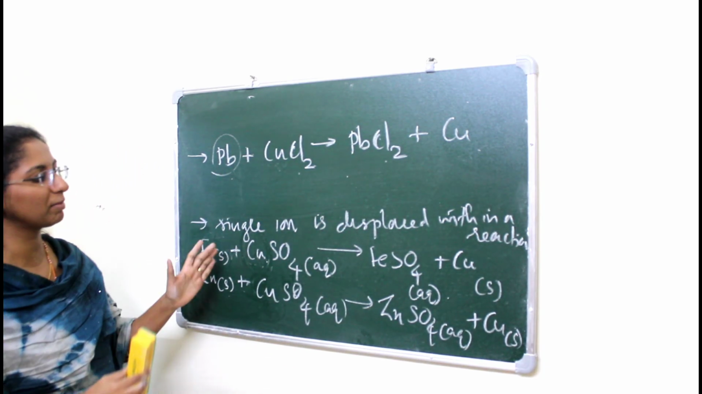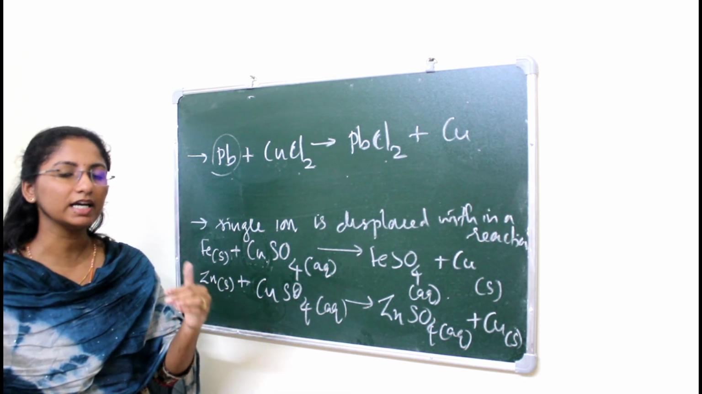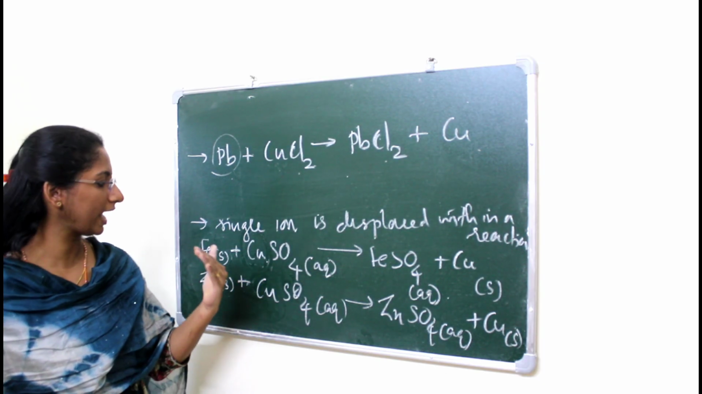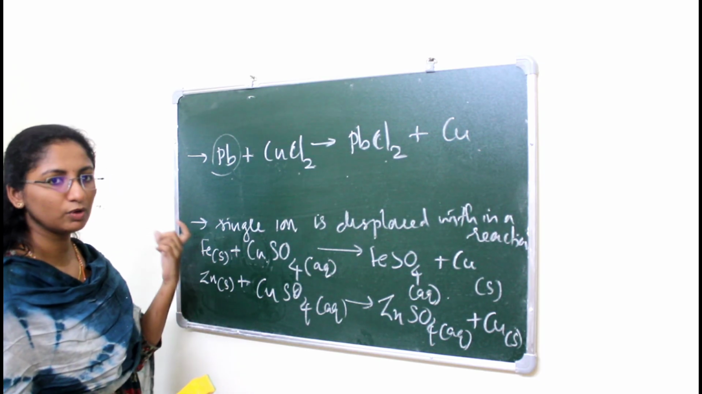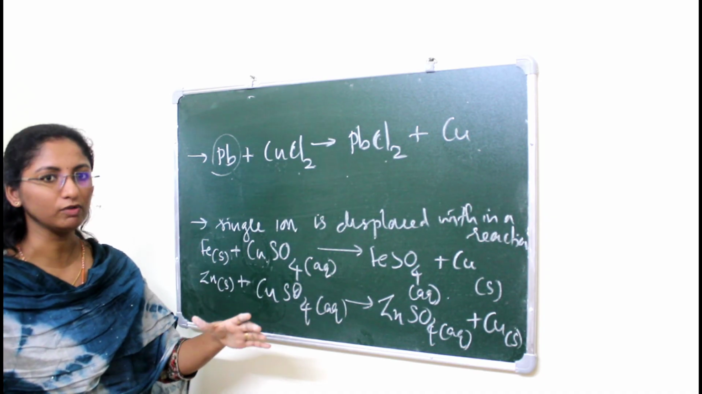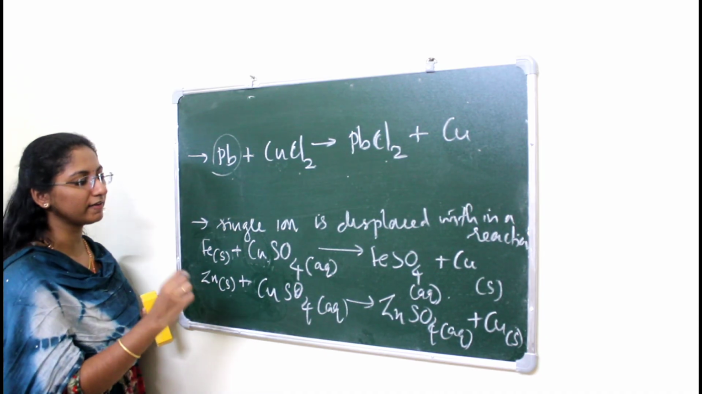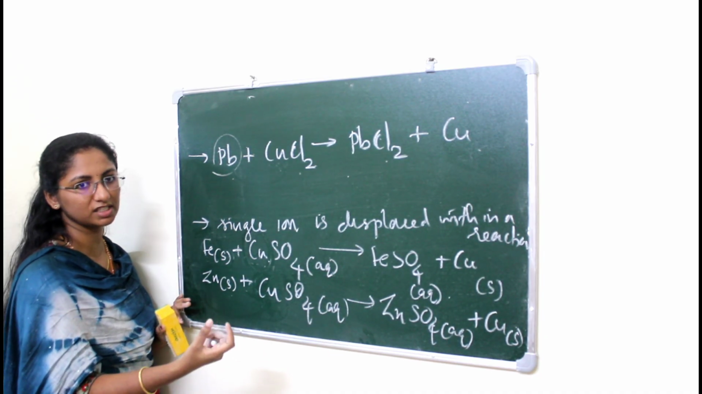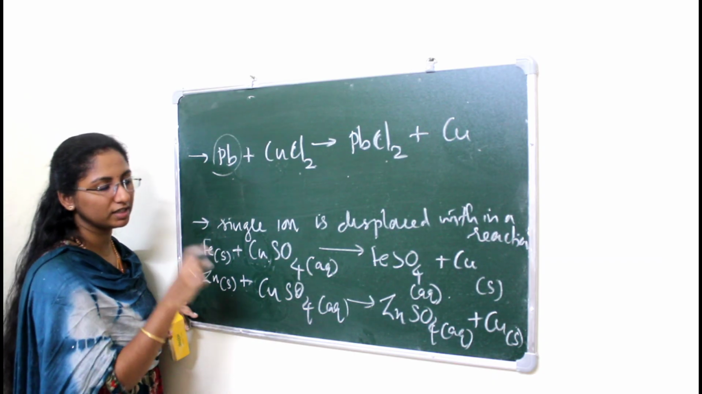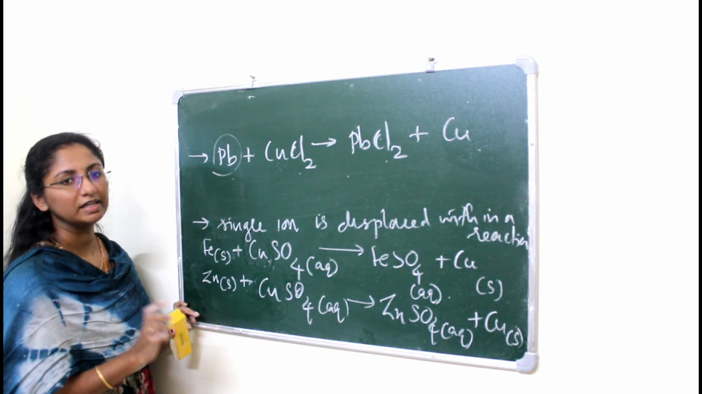So these are examples of displacement reactions. In a displacement reaction a single ion is displaced, and the more reactive element or more reactive reactant will displace the other element from its compound to form the product. So the more reactive element displaces the less reactive element from its compound, and within a displacement reaction a single ion is displaced. So that's about the displacement reaction.